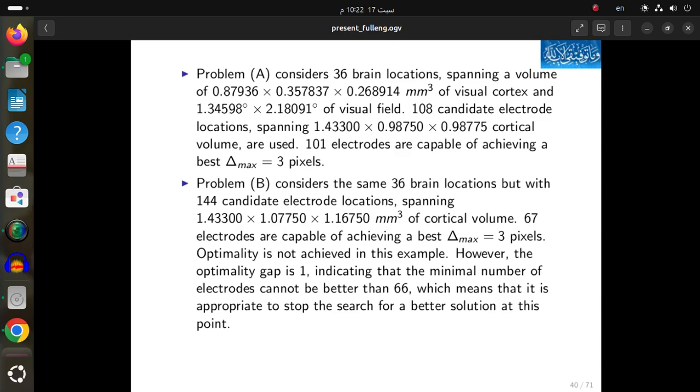In the second problem, we study the same 36 locations, but we increase the number of candidate locations to 144. We find that by increasing the number of candidate locations this time, we can achieve the same desired bound, not exceeding 3 pixels at all locations, but with only 67 electrodes. In this problem, we could not prove the optimality. However, the optimality gap that we settled at was 1. This means that we know that the best solution cannot be better than 66 electrodes. It may be possible to achieve the desired bound using 66 electrodes, but not less.